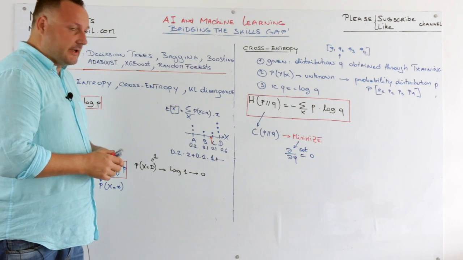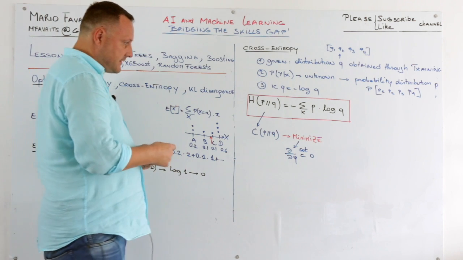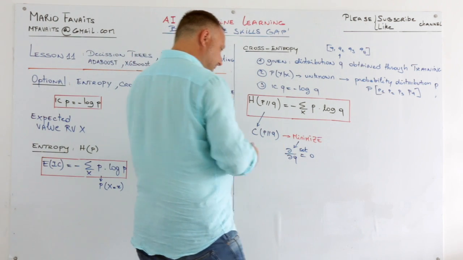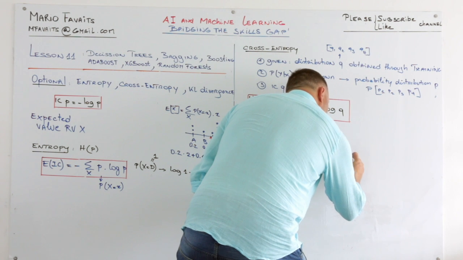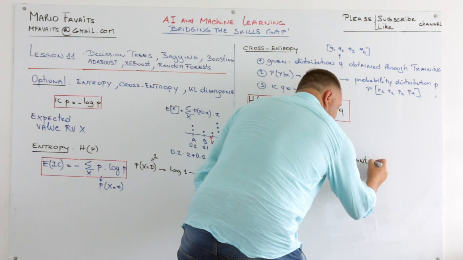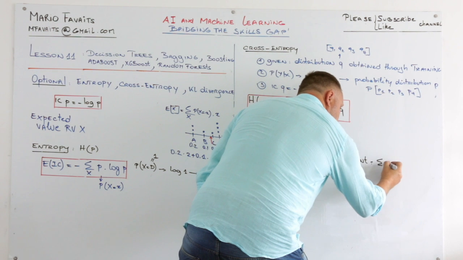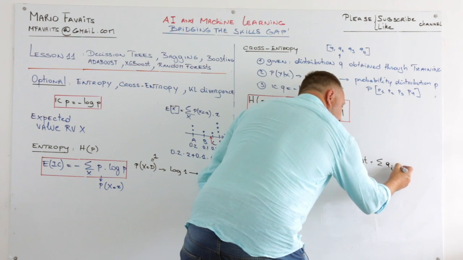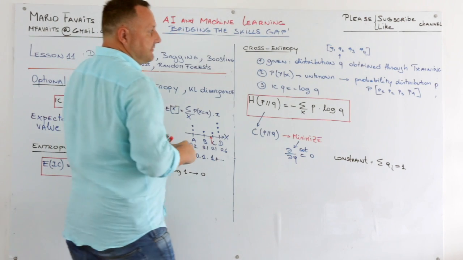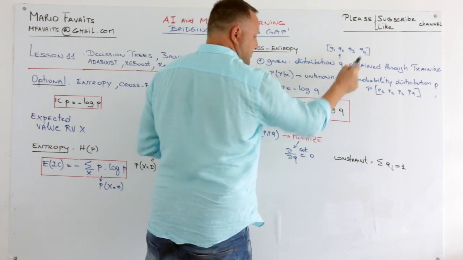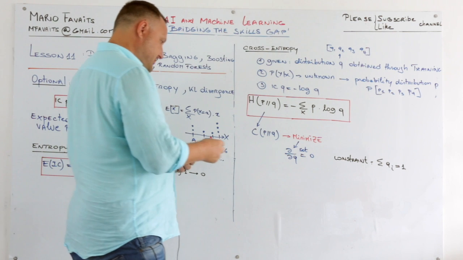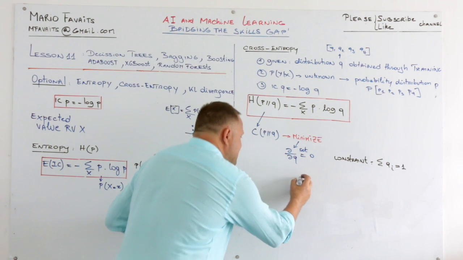But there is a constraint. There is a constraint, and the constraint is that the sum over the qi needs to be 1. So we've seen that if you add all these up, it should be 1. So we have a minimization problem with a constraint, and this we solve like this.